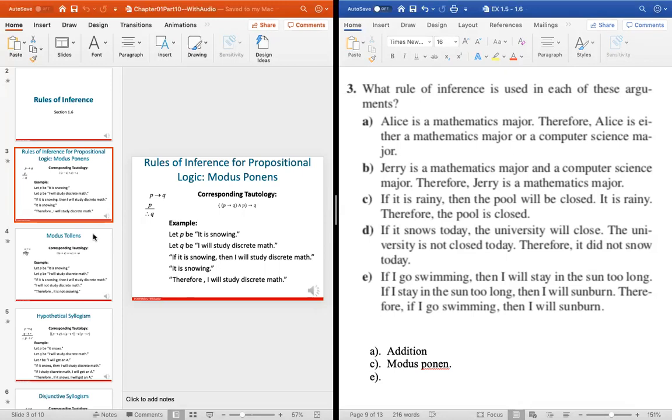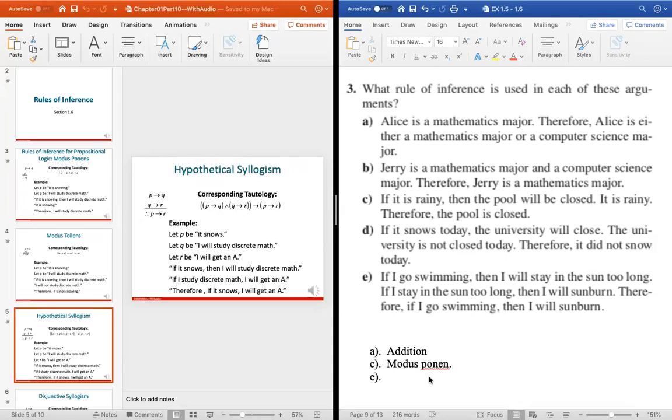So for the E part, what we're saying is, if I go swimming, then I will stay in the sun too long. If I stay in the sun too long, then I will sunburn. Therefore, if I go swimming, then I will sunburn. This is exactly the format of this rule of inference. So we will say that this is hypothetical syllogism.